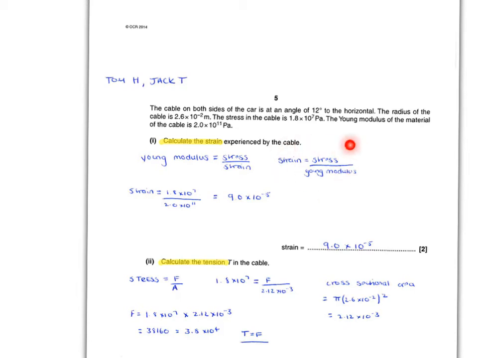which I'll highlight here. So strain equals 1.8 times 10 to the 7 divided by 2.0 times 10 to the 11, which gives us the answer 9.0 times 10 to the minus 5.